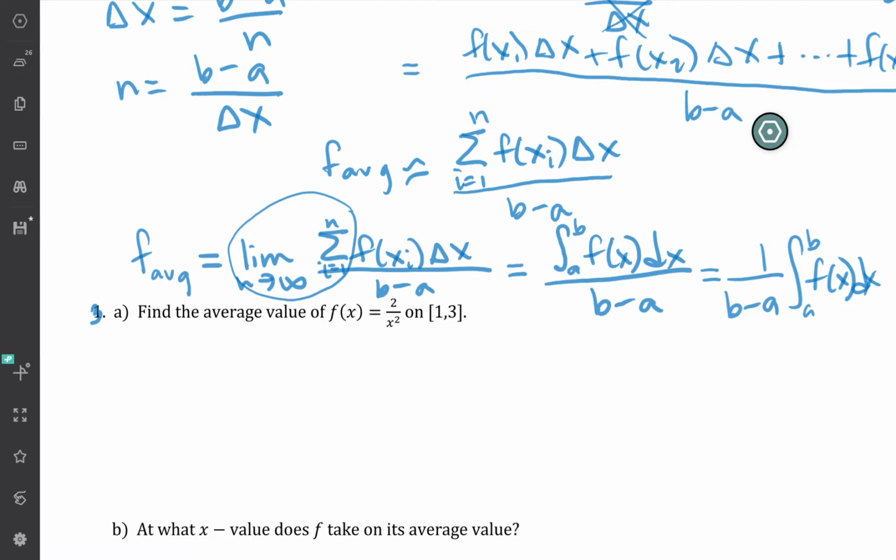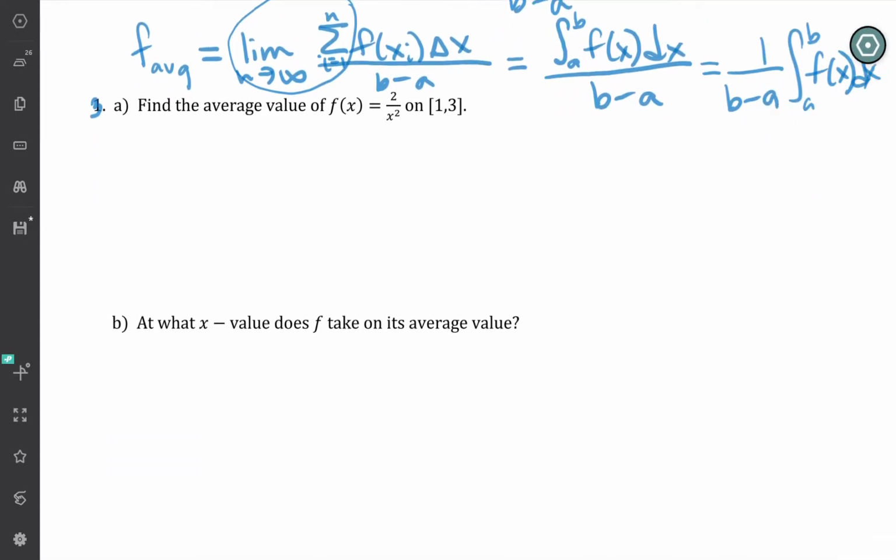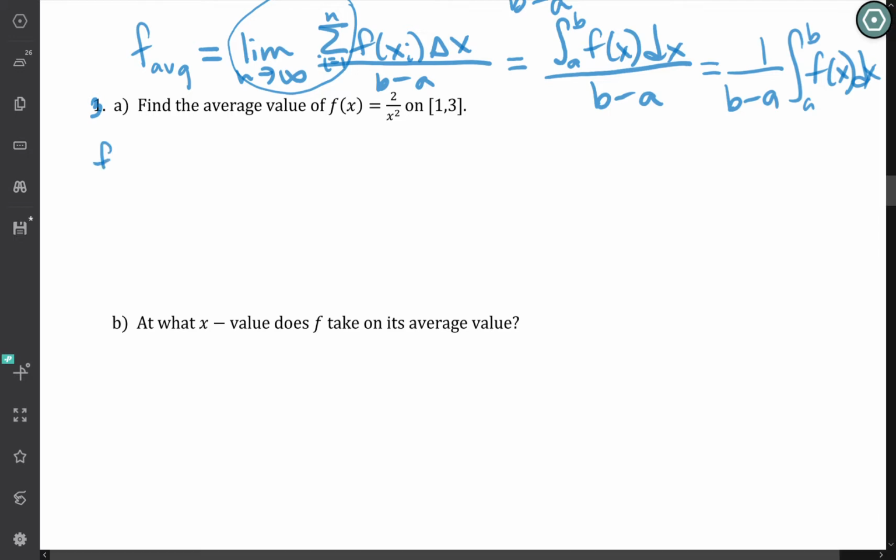So, some examples. Let's say we're looking at the function f of x equals 2 over x squared on the interval x equals 1 to x equals 3, and we want the average value. So the formula tells us that the average is equal to 1 over b minus a multiplied by the integral from a to b, 1 to 3, of our function 2 over x squared dx.